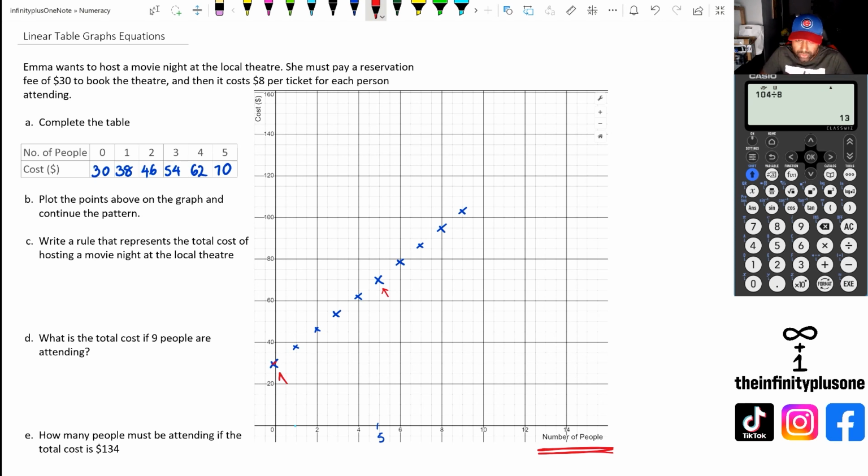So what we're going to do is make sure that we plot the points and leave it at that. But if it was measurement, if it's continuous data, then I would join the line. With number of people, because that's discrete data, I don't join the line at all. I just leave it as it is.